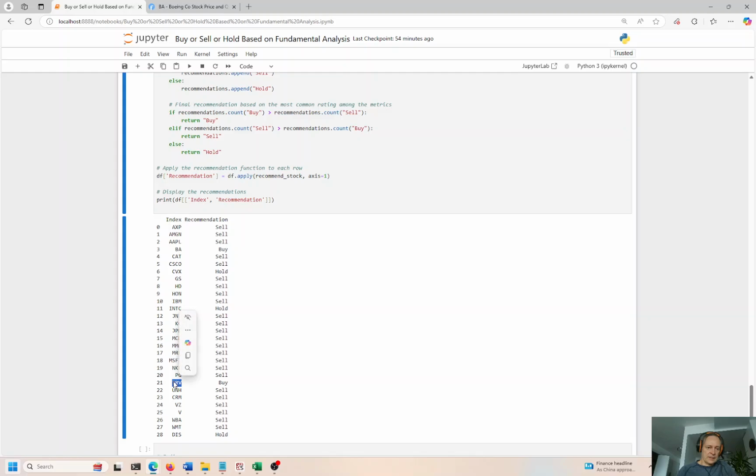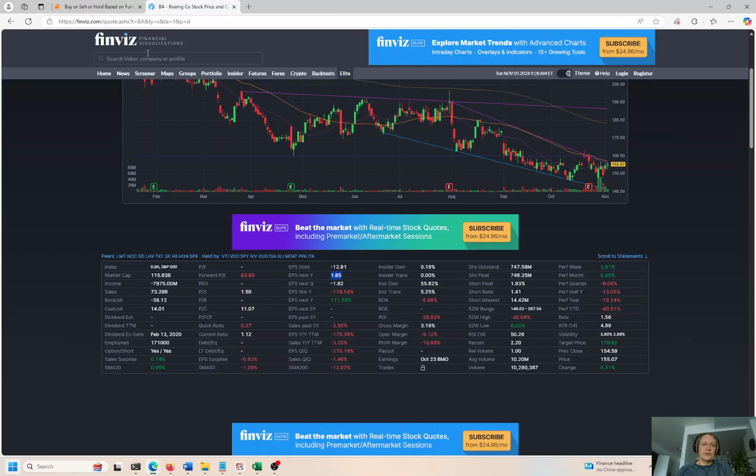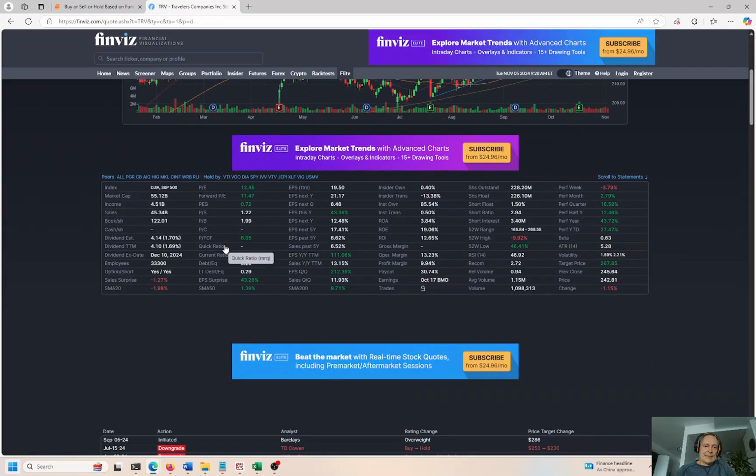And TRV is going to look like this. Okay, so this looks pretty good. PE 12. Price to book 1.9, price to cash flow 6.05. That looks pretty decent. This looks like quite a good investment here. EPS trailing 12 months 19.5. That looks good. Beta 0.63, so less volatile than the market. ROA, ROE, ROI, all positive, all looking good.